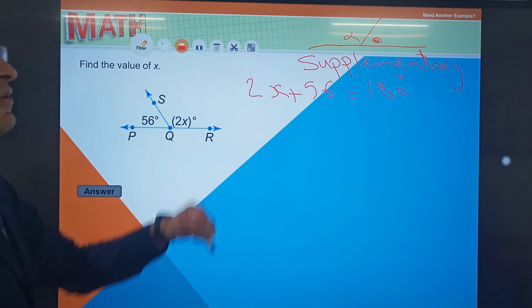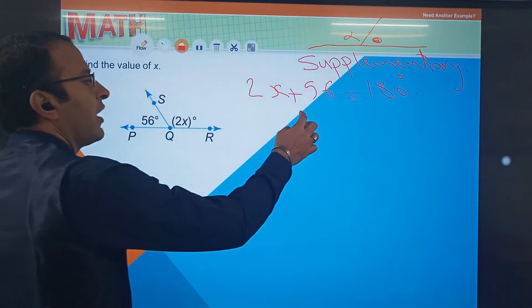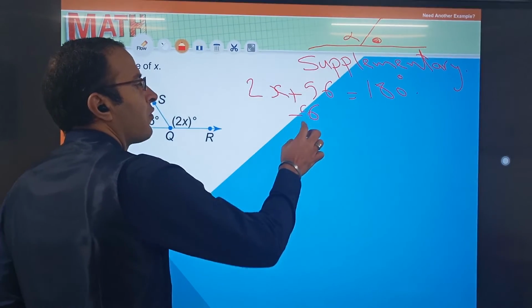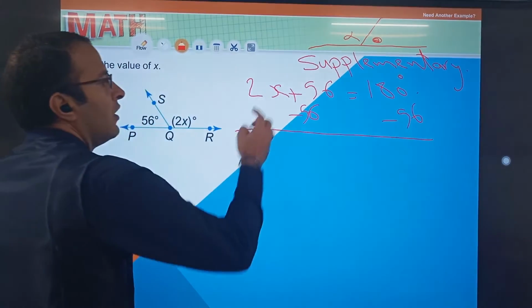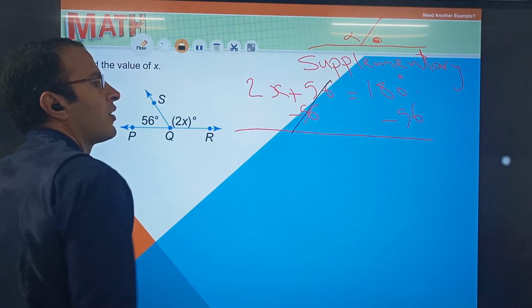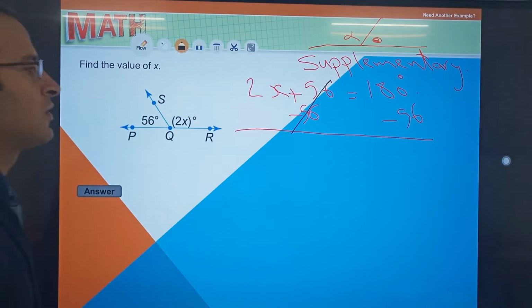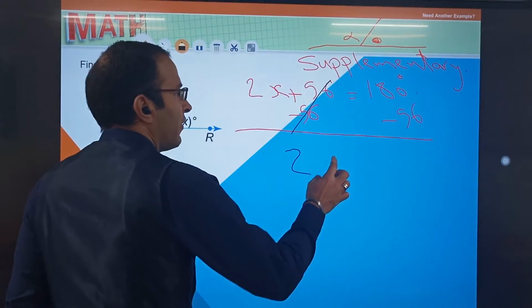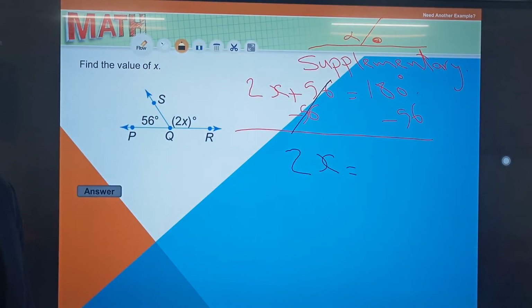We need to cancel the 56. How can I cancel 56 here? I will subtract 56 from the left and subtract 56 from the right. Negative 56 and positive 56 cancel together. I have here, my friend, 2x is equal to 180 minus 56.